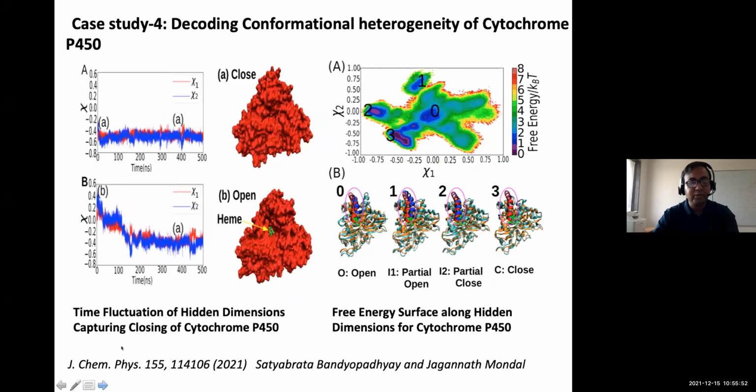All right, and finally we could even scale these systems to a large system like cytochrome P450, which is among the 450 systems.